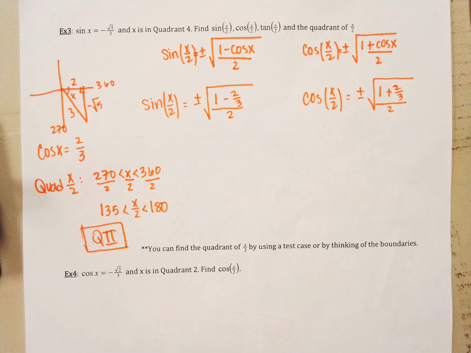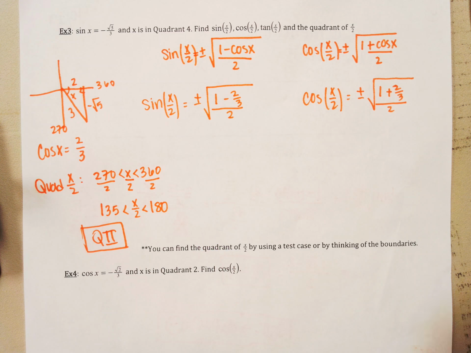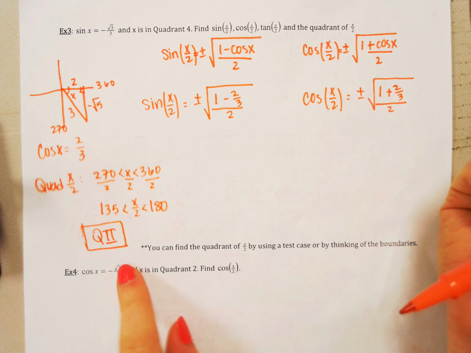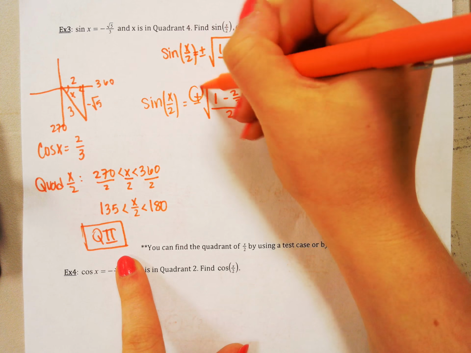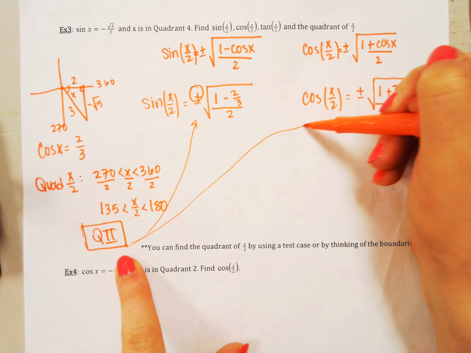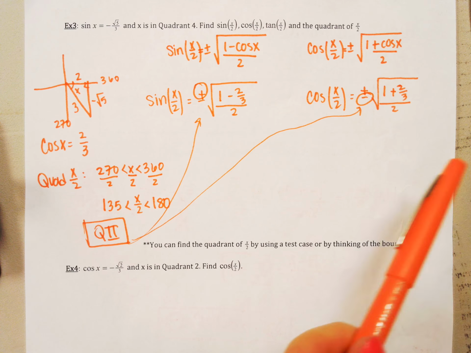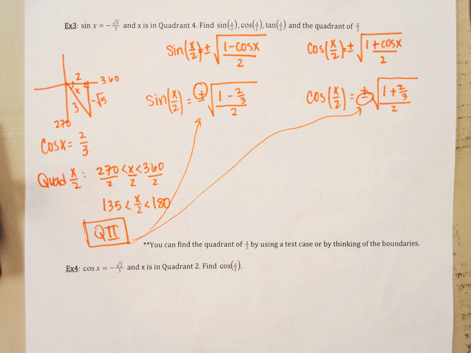The other way you could do this is think of a test case. So pick an angle that you know is in quadrant 4, like 300 degrees. Divide that by 2, you get 150. That's sitting in quadrant 2. So you could do it that way as well, rather than coming up with your boundaries. Just do a quick and easy test case. So since I'm in quadrant 2, that means my sine is positive. That determines this and determines this. And that tells me I'm positive in my sine value and negative for my cosine value.